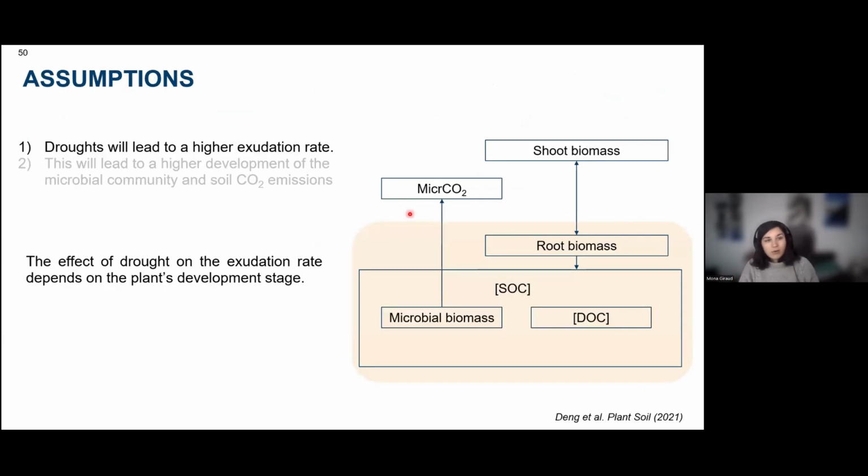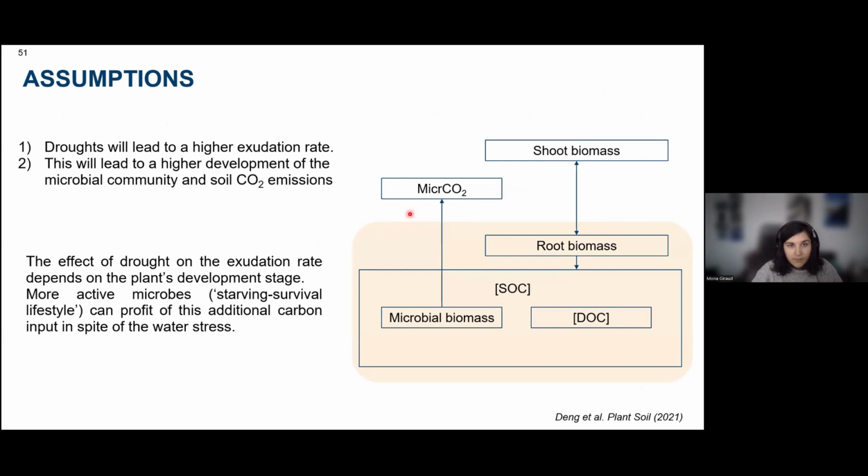And so now we go back to our assumptions. The first one being that droughts will lead to higher exudation rates. For us, that was dependent on the development stage of a plant. And regarding the idea that it will lead to a higher development of a microbial community and CO2 emission, that was dependent on whether we did have these high exudation rates. And even though I do not show it here, it was also dependent on the calibration of our microbial community.